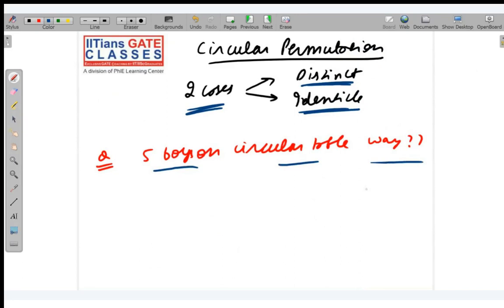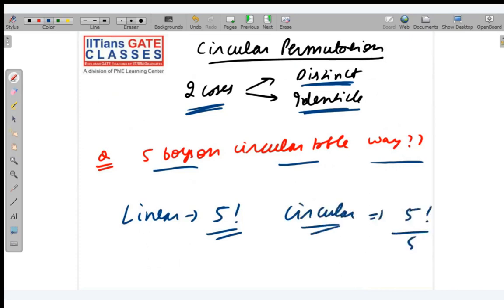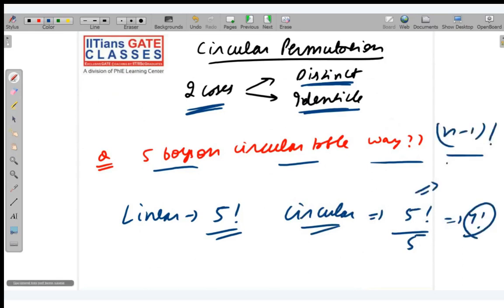How many ways? So the formula is, if we want to arrange them in a linear fashion, then the answer will be 5 factorial. But if I want to arrange them in circular fashion, the answer will be 5 factorial divided by 5. So 4 factorial is the answer. So the generalized way is n minus 1 factorial. If we have n objects and we want to arrange them on a circular table, the answer will be n minus 1 factorial.